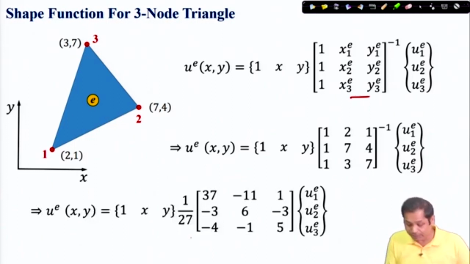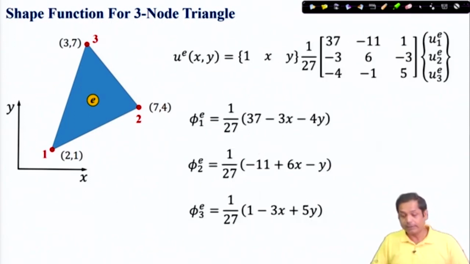Once we have this, this inverse will be this, and then this is the expression of u, and from that we can get our shape functions like this. So this is our expression for u, and these are our shape functions associated with node 1, node 2 and node 3. Now these are the shape functions we can have for a three-noded triangular element.